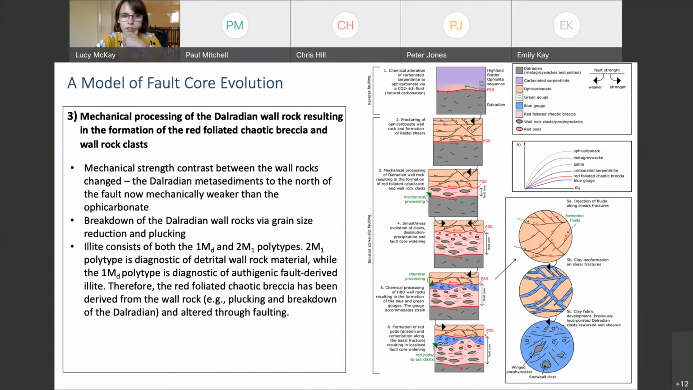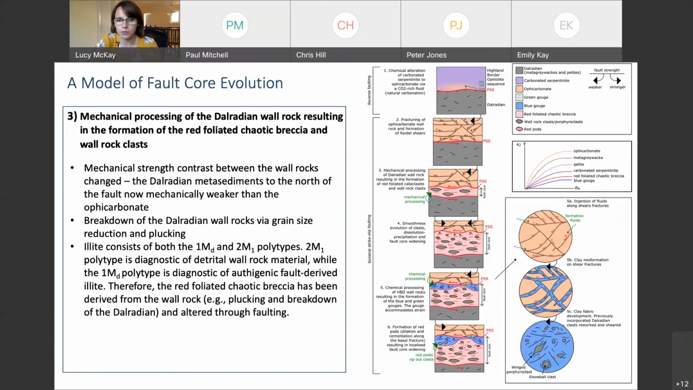So again, moving down, after the alteration of the carbonated serpentinite to the ophicarbonate orange unit, the mechanical strength contrast between the two wall rocks will have changed. So the Dalradian would have now been weaker than the ophicarbonate. So at this point, the fault's going to brittly deform the weaker Dalradian side through grain size reduction and plucking off these lenses.